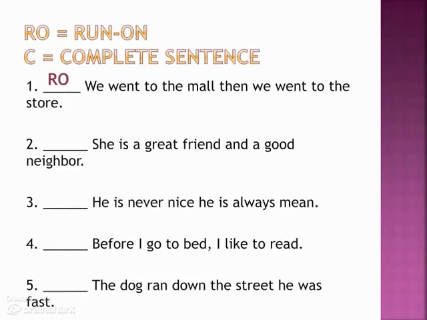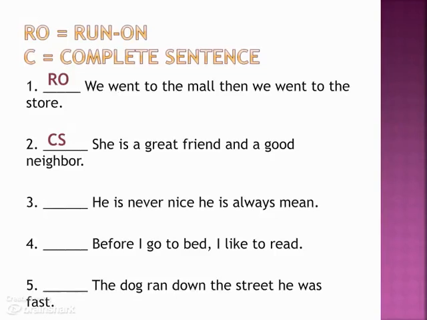And if you listen to the sentence, you can hear a pause. It's the end of a complete thought. So if you have that, it's going to be a run-on. Number 2, she is a great friend and a good neighbor. How many of you think this is a run-on? How many of you think it's a complete sentence? If you said it's a complete sentence, you are correct.